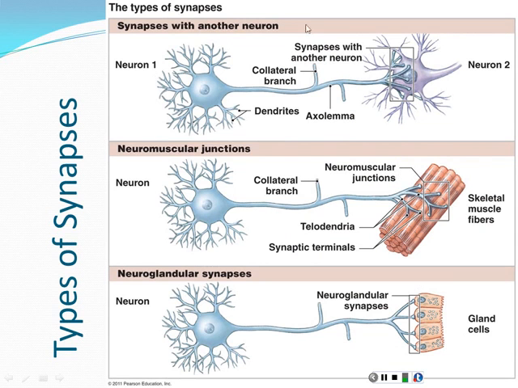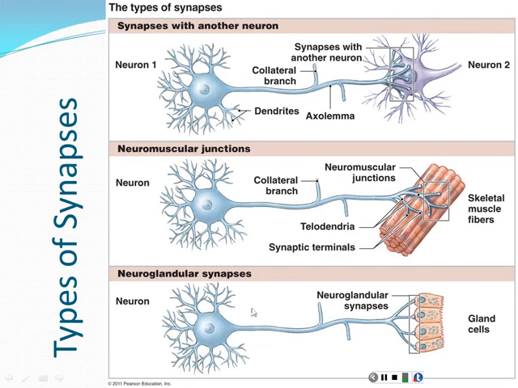So neuron to neuron, that's a synapse. The second we've already seen, and that's the neuromuscular junction. Neuron to muscle. Acetylcholine is released, and that whole cascade of events happens that causes that muscle to contract. One we haven't really talked about is the neuroglandular synapse.